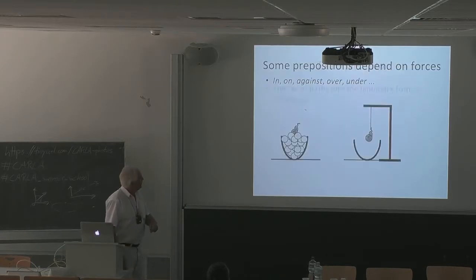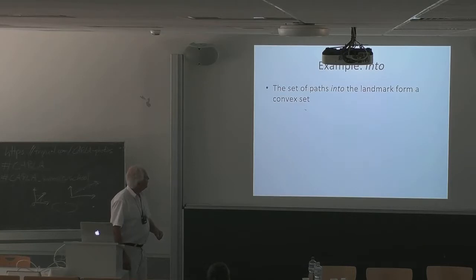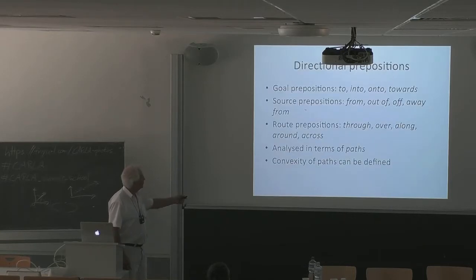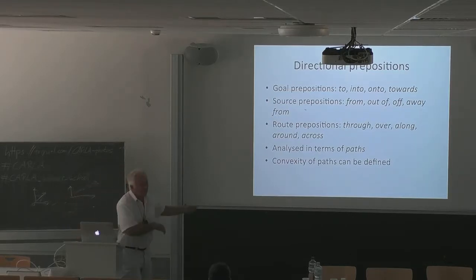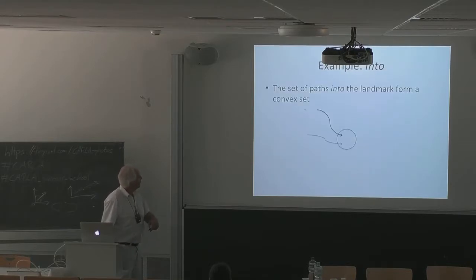And if we do this on all these, we do the analysis. We describe the criteria for moving into. Basically, moving into means that the initial point of the path is outside the landmark, and the final point is inside the landmark. And then that defines a class of paths, and that class of paths is a convex set. And we can do the similar thing for all of these prepositions, and all of them turn out to be convex in terms of sets of paths. So that's the directional prepositions. That's the into stuff. I've done that.